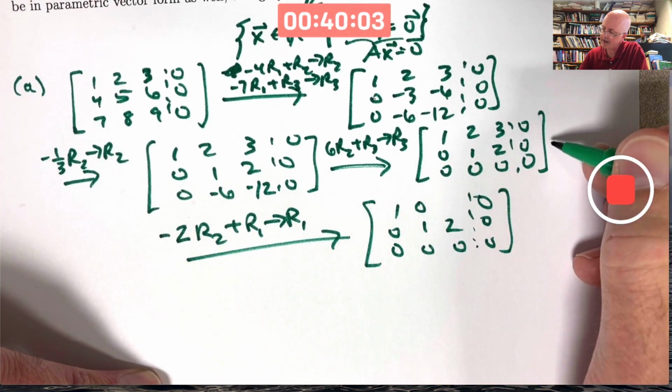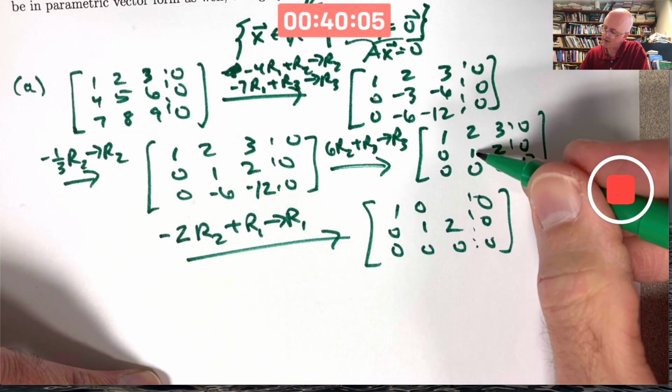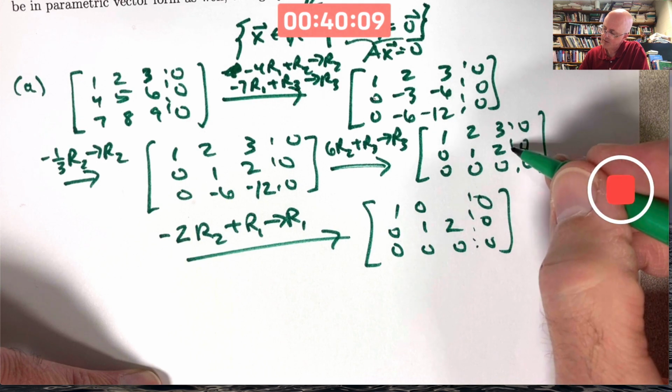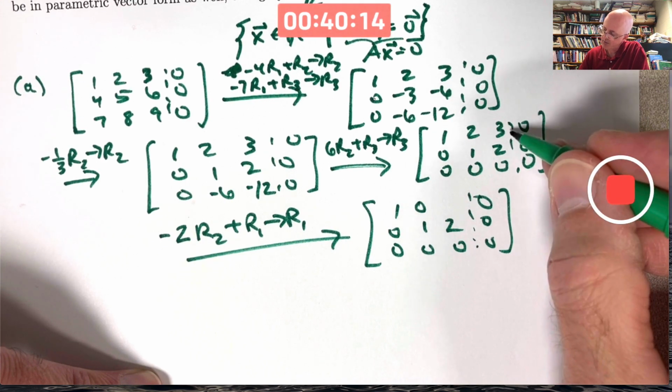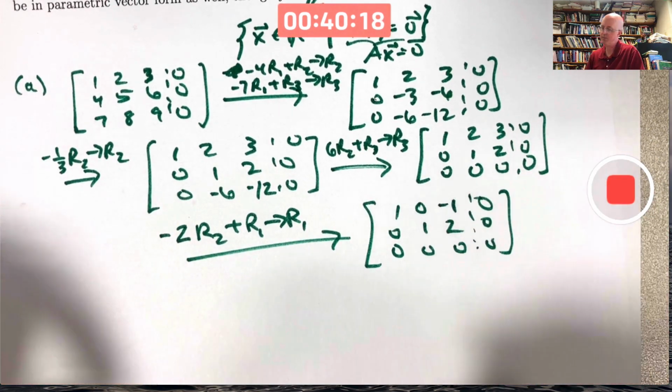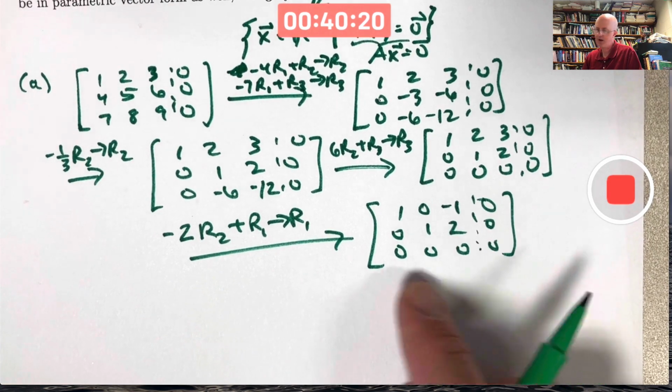I'm multiplying row 2 by -2, adding to row 1. 1 times -2 is -2, plus 2 is 0. 2 times -2 is -4. -4 plus 3 is -1. Okay, now it's in reduced row echelon form with a row of zeros.